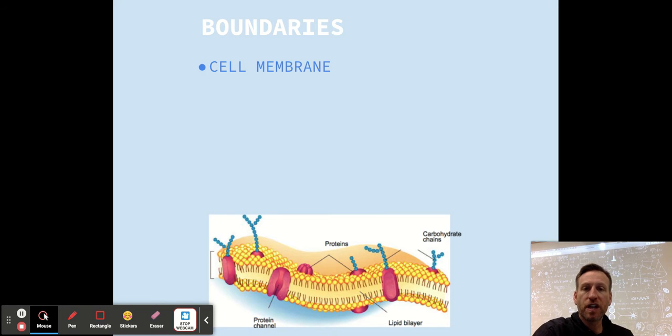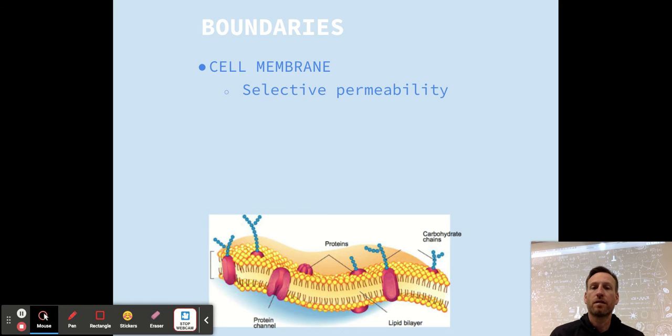Okay, the first type of boundary organelle is called the cell membrane. The cell membrane is on the outside of the cell, which is why it's a boundary organelle. It's not really a shape like a lot of the other ones are. It's literally this membrane that is along the outside of the cell. And it has a really important job. Its job is allowing things in and out of the cell.